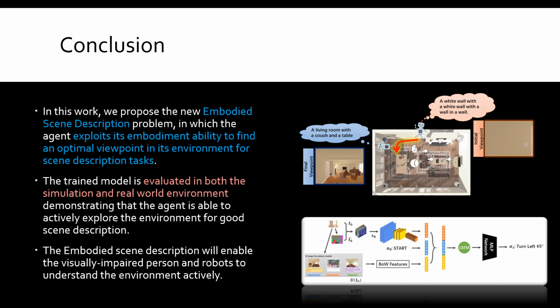Here are the conclusions. In this work, we propose a new embodied scene description problem in which the robot exploits its embodiment ability to find an optimal viewpoint for scene description tasks. The trained model is evaluated in both a simulation and a real-world environment, demonstrating that the agent is able to actively explore the environment for good scene description. The embodied scene description will enable the visually impaired people as well as robots to understand the environment actively.